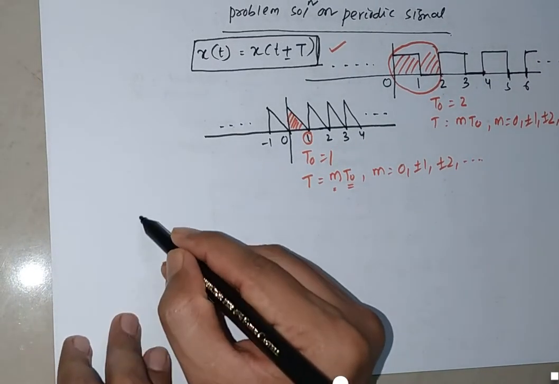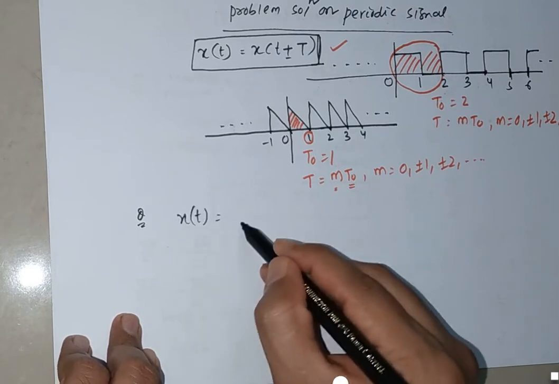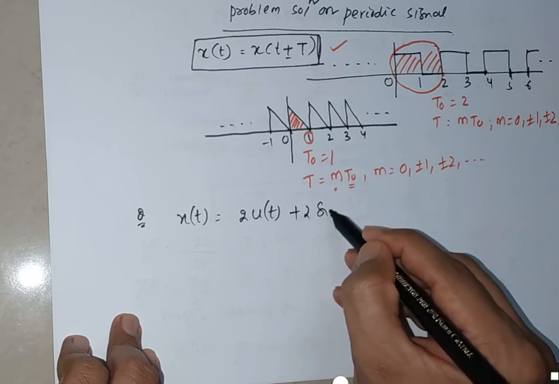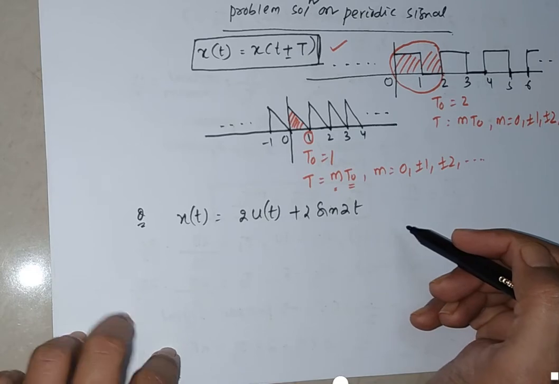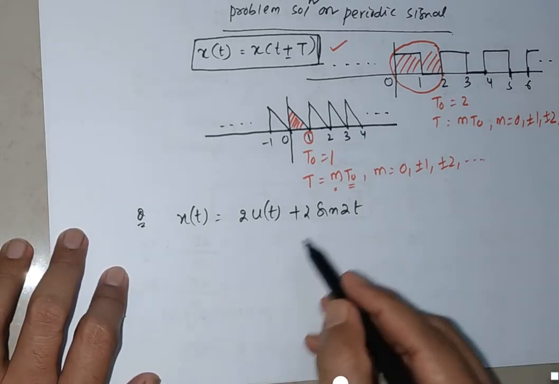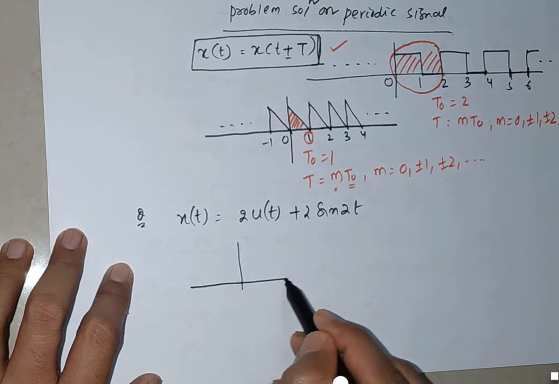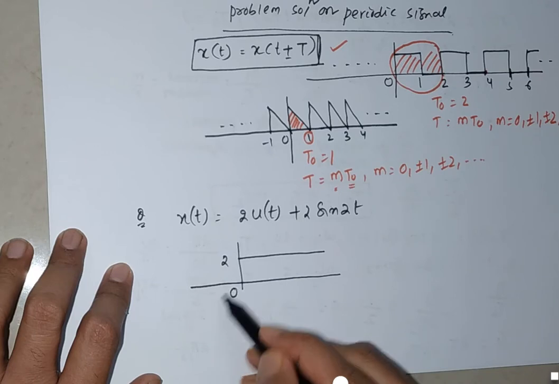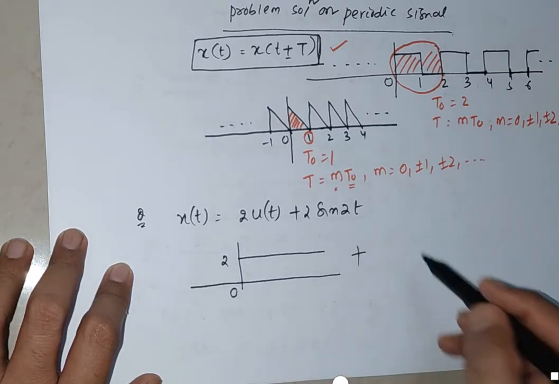Okay, now take some question. Let x(t) = 2u(t) + 2 sin 2t. Check whether it's a periodic signal or not. Now what to do? For 2u(t), first we must plot. This is your 2u(t) plus 2 sin 2t.